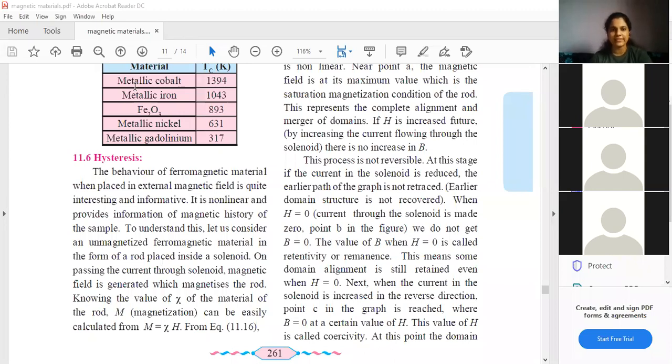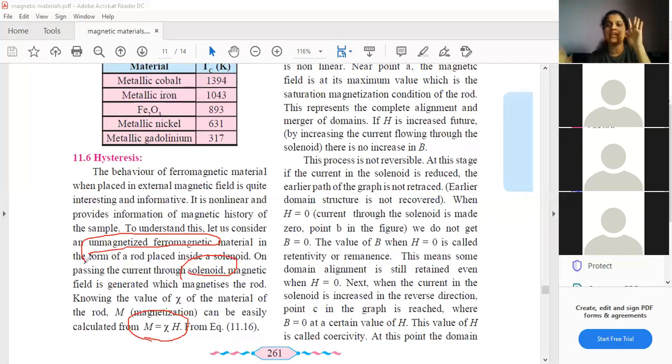Okay, I'll just read it out. The behavior of ferromagnetic material when placed in external magnetic field is quite interesting, informative. Okay, not important. Okay, students, here they have written something about magnetization and all. This you all already know. Okay, you keep the material inside a solenoid. They have also mentioned the solenoid. Okay, you keep an unmagnetized ferromagnetic material.